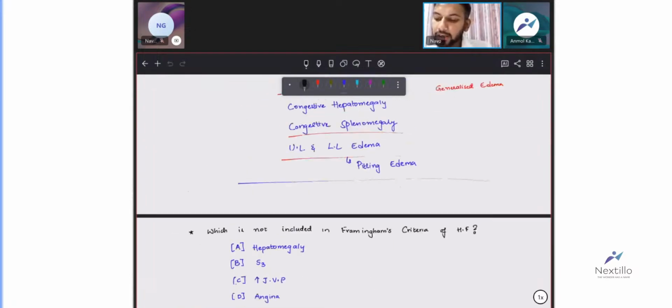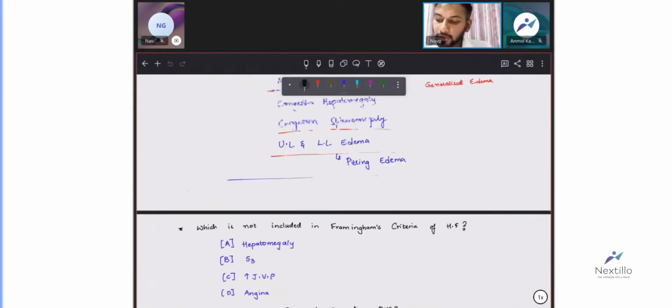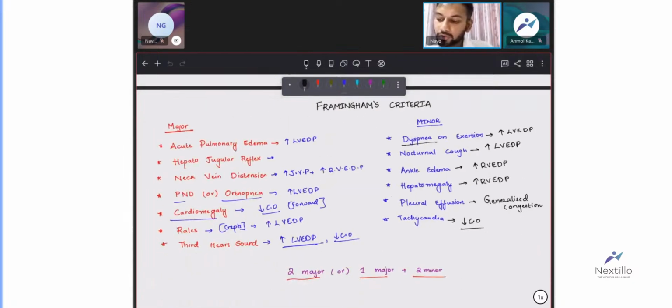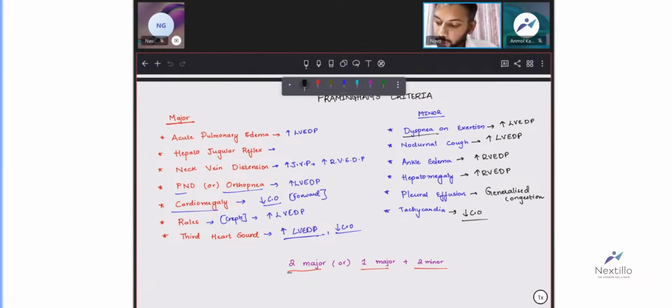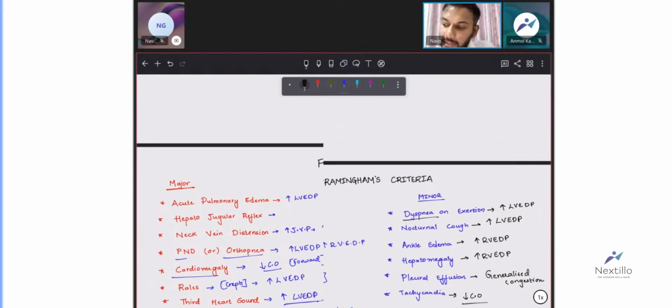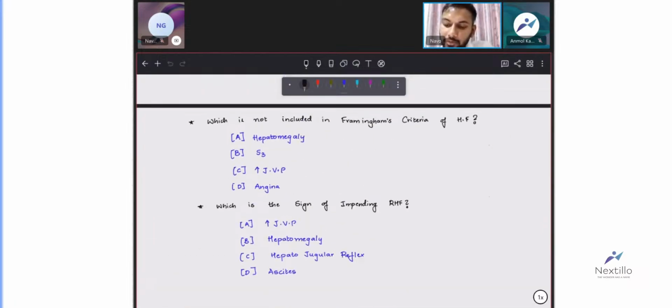So if you study it this way, it makes sense. If you study the pathophysiology, all of the Framingham criteria make sense. You can understand how you get the Framingham's criteria. So these are major and minor criteria. If you see two major criteria, you can say it is heart failure. If you see one major plus two minor criteria, you can also say it is heart failure. So this is about Framingham's criteria and all the symptoms that we've seen.